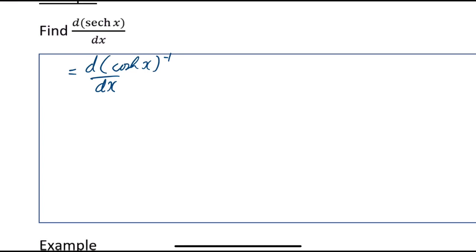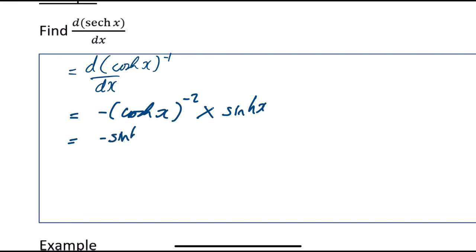So if you differentiate that using your chain rule, differentiate with respect to the bracket, you'll have minus times hyperbolic cos of x to the power of minus 2, and differentiate inside the bracket, you'll have hyperbolic sine of x, which is then going to be minus hyperbolic sine of x over hyperbolic cos squared of x.